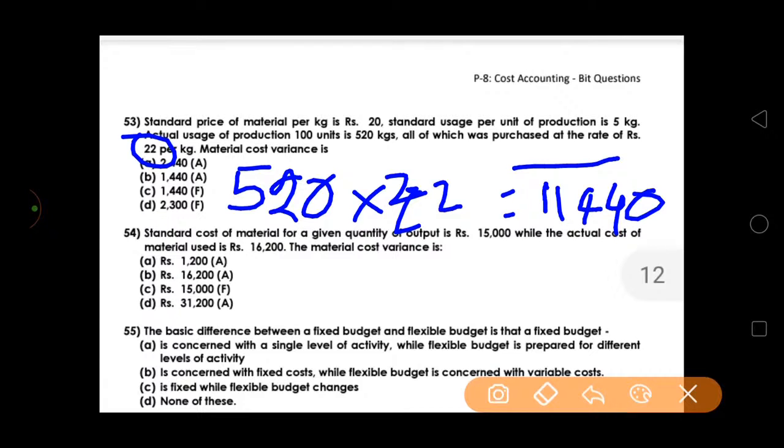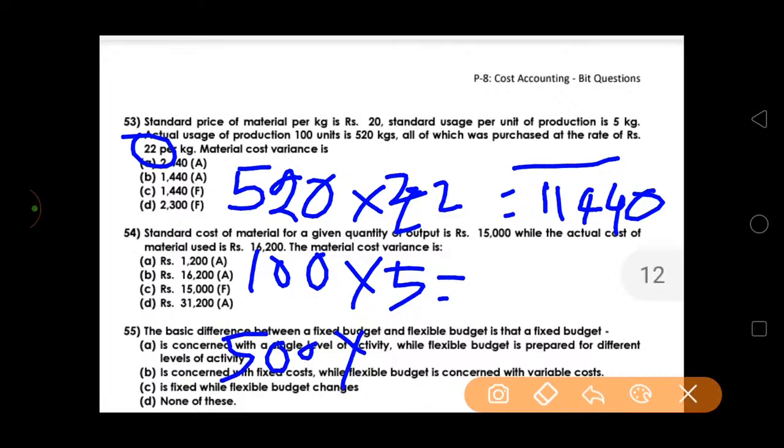So standard price of material is 20. So we need to calculate. Actual production is 100 units into 5, that is equal to 500. So 500 into 20.